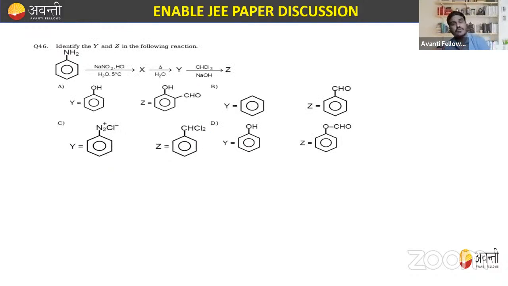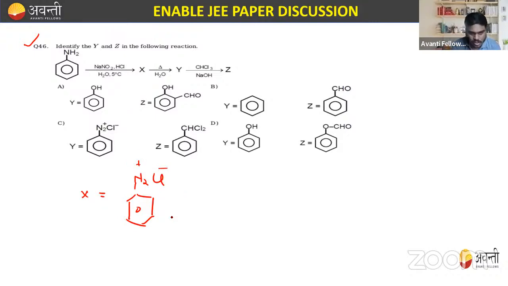Next, question number 46. This is another very important and very simple question. This question is from the amine chapter. I hope everyone did this question. This is the simplest question, right? So identify the Y and Z in the following reaction. We know that whenever aniline is treated with NaNO2 and HCl, then the formation of BDC takes place. So here X is BDC. What is BDC, beta? That is benzene diazonium chloride.